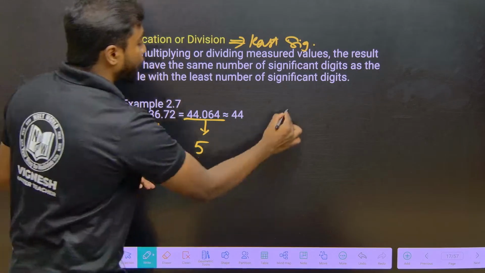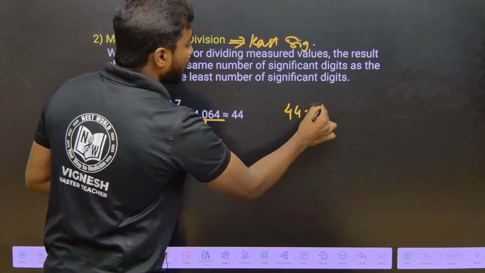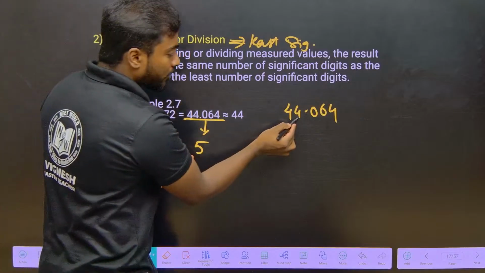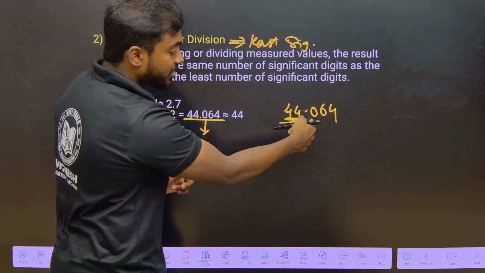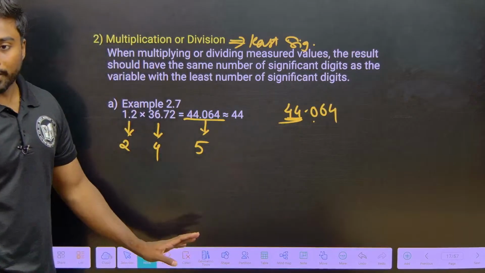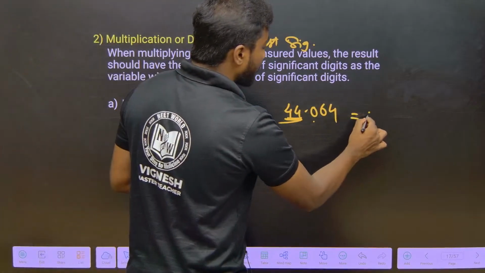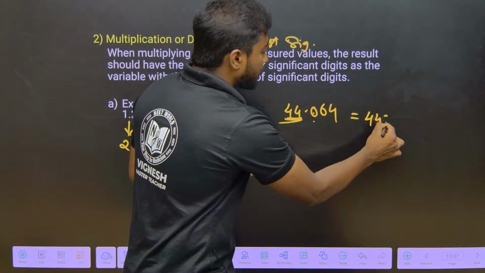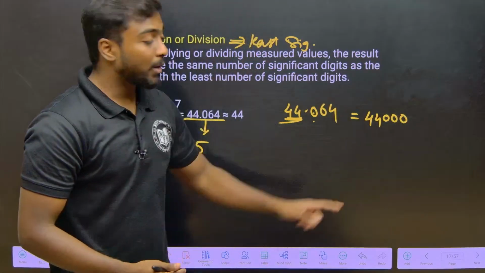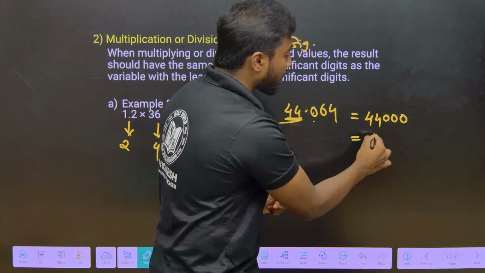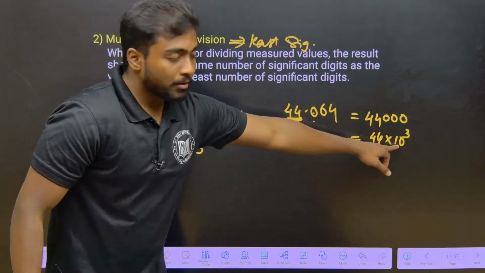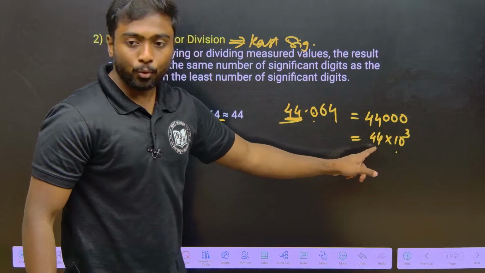So this is 44.064. I need to consider only the 2 significant figures. The next digit is 0, no need to worry about anything. So I can write 44. But if they are giving 44000, this is also correct, because 44,000 can be written as 44 into 10 to the power 3, which has only 2 significant figures.